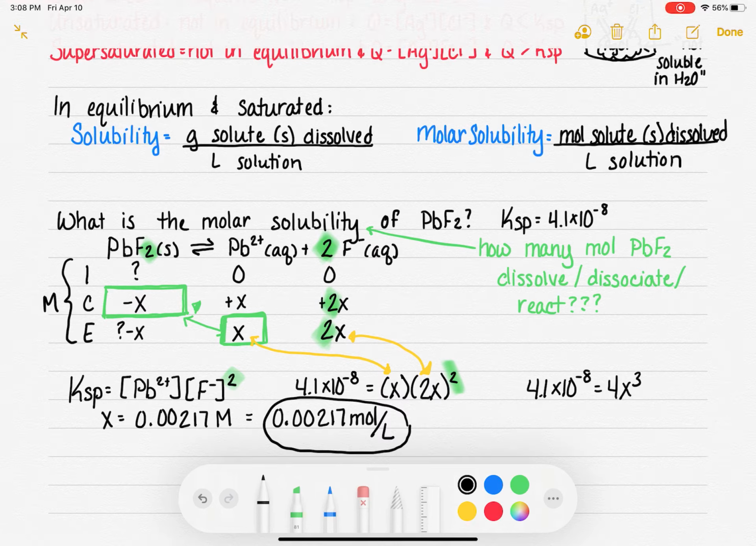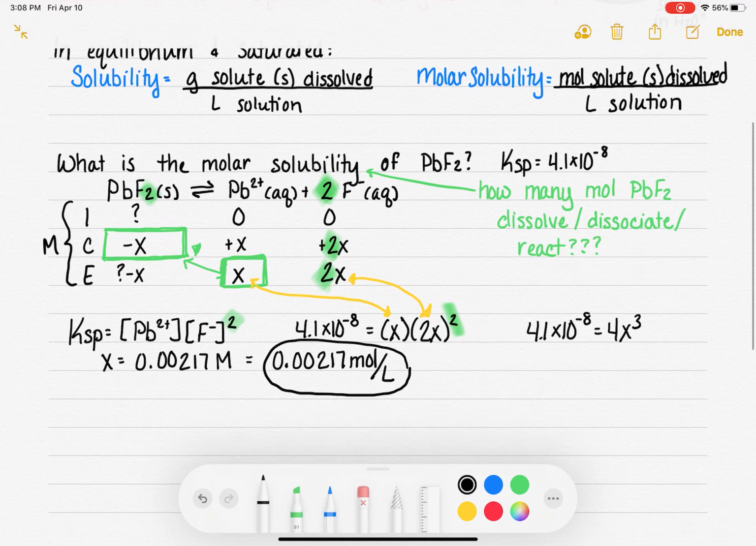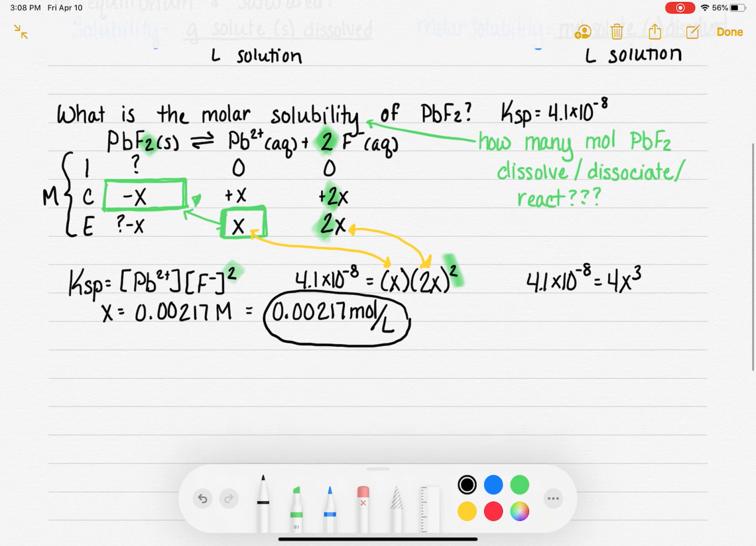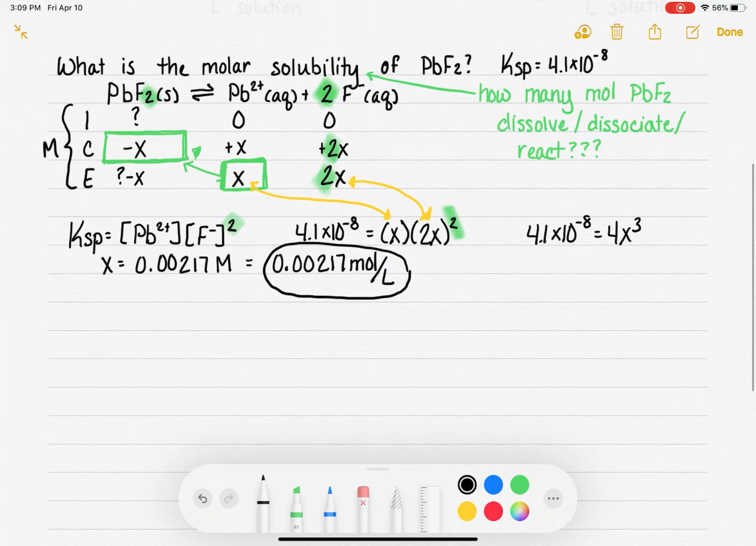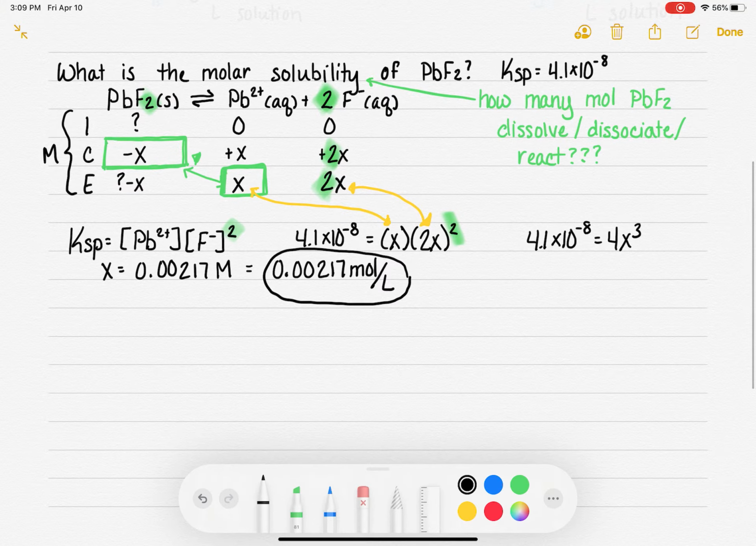There are a couple other ways that you can solve solubility problems. They're not all going to look exactly the same as this one where we were asked to calculate the molar solubility of PbF2. So let's look at a couple other examples of solubility calculations.